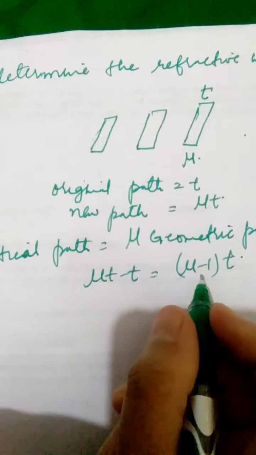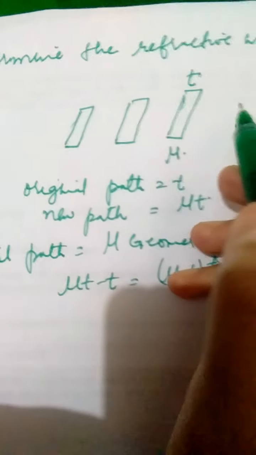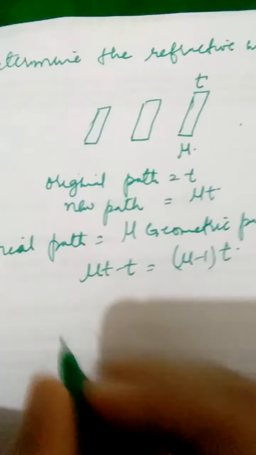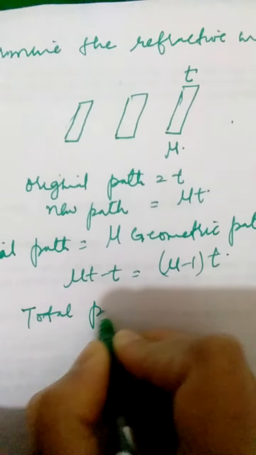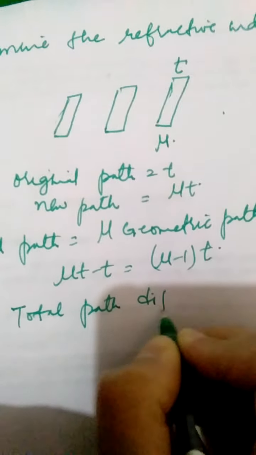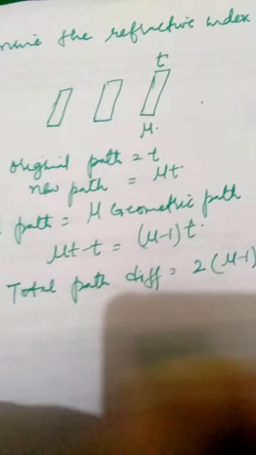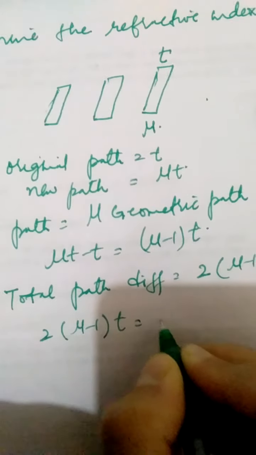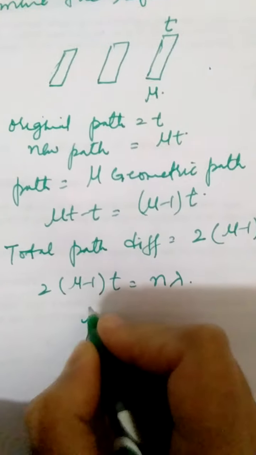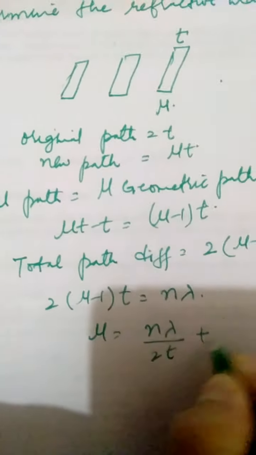But we will be multiplying it with a factor of 2 because we know that the ray will initially pass through it and after reflection it will again pass through it. So the total path difference will be actually twice mu minus 1 into T. And it is this factor of twice mu minus 1 into T that you will be equating to n lambda. From here you get that mu is equal to n lambda by 2T plus 1.